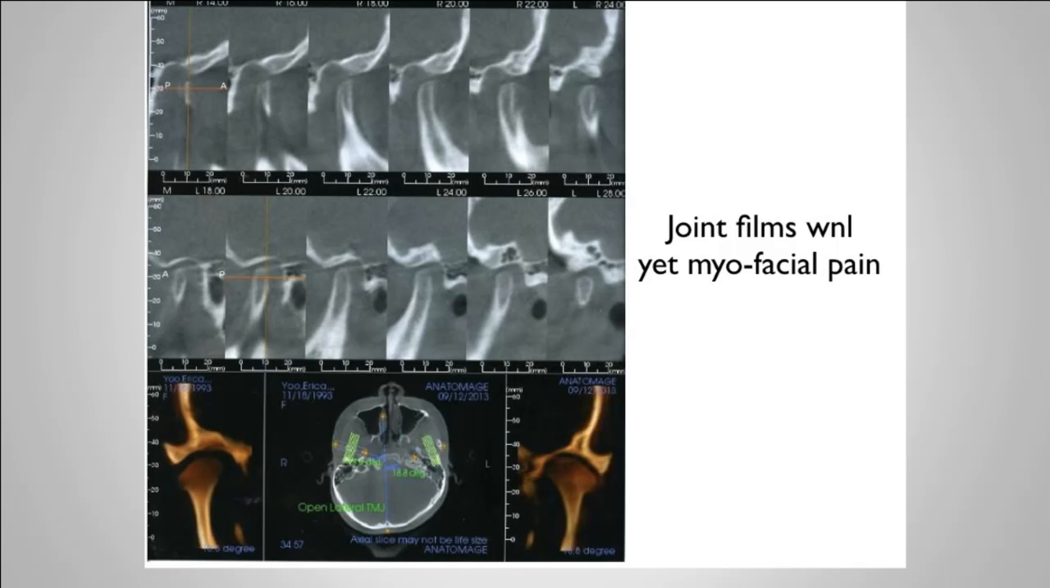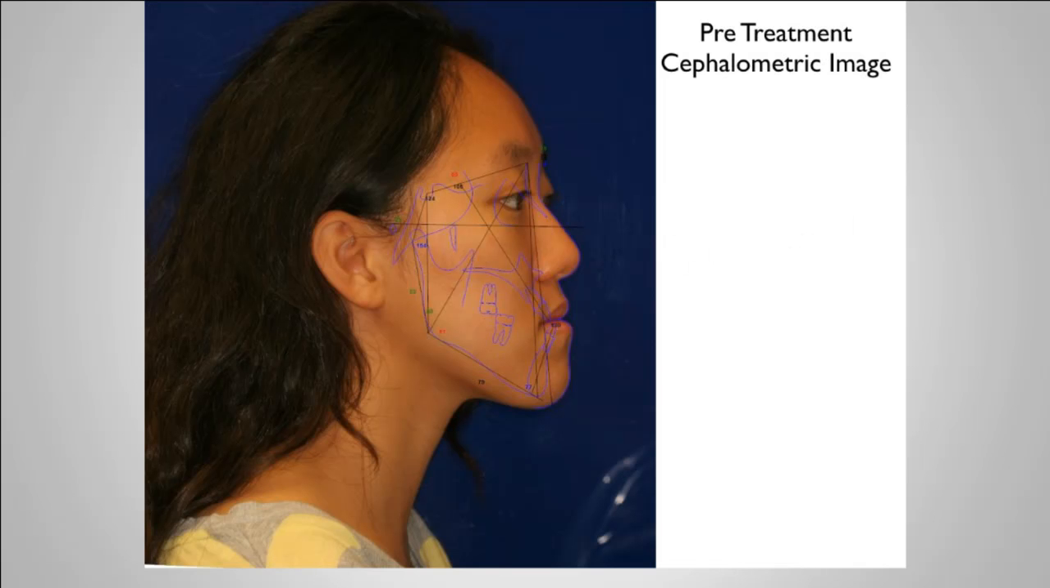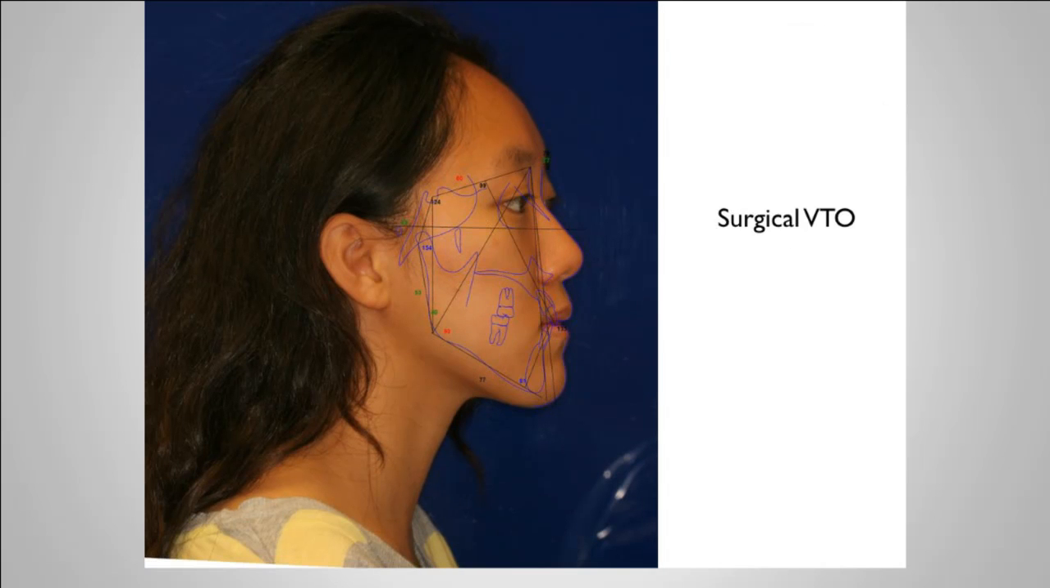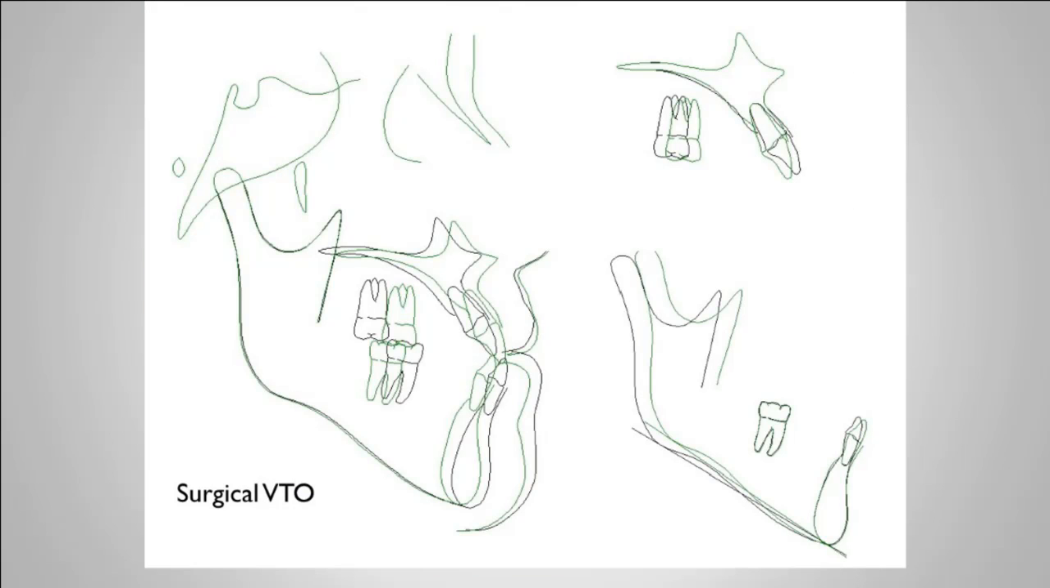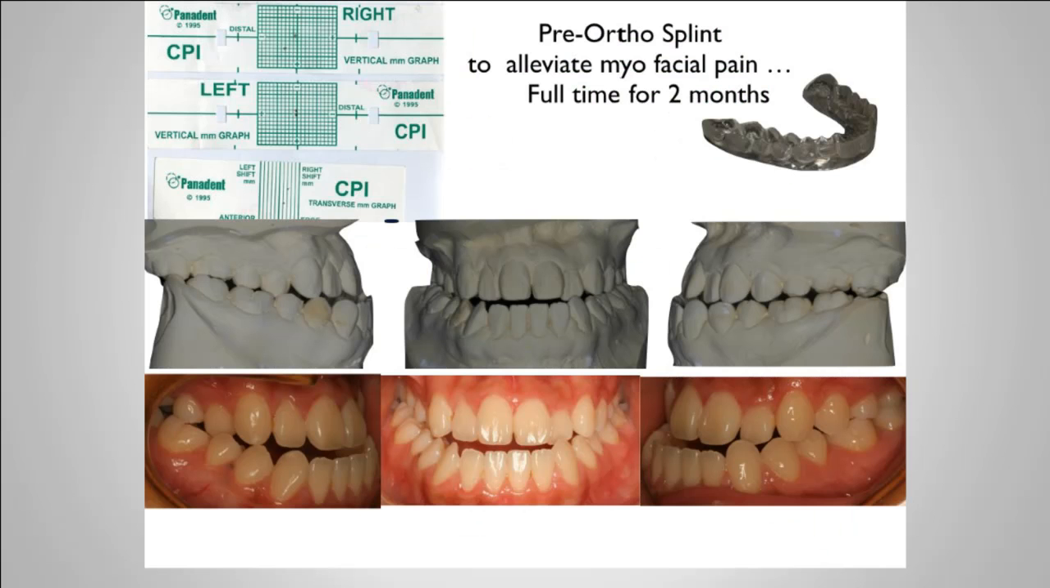Still cannot get around doing joint films, analyzing the muscles. She had myofascial pain. This was her pre-treatment cephalometric image. We do a surgical VTO to show the feasibility from a facial standpoint. We do our mock-ups to show how much tooth movement we need to achieve prior to surgery.